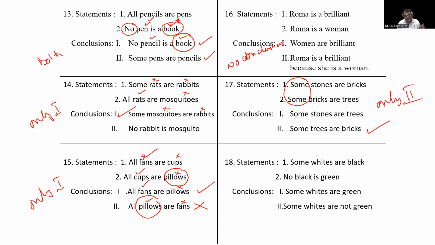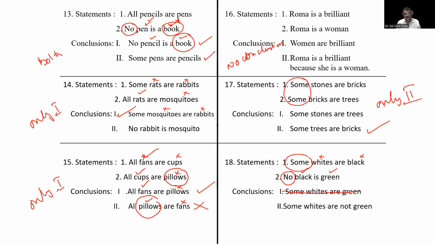Next, some whites are black. That means some black are whites. No black is green. Some black are not green, some green are not black. There is no immediate inference. Now go to the mediate inference. What is the middle term? Black. Is it distributed? Yes. The middle term is distributed. Now here one statement is particular and one statement is negative. So what is the conclusion? The conclusion must be particular negative. So just strike off this one. No need to check.